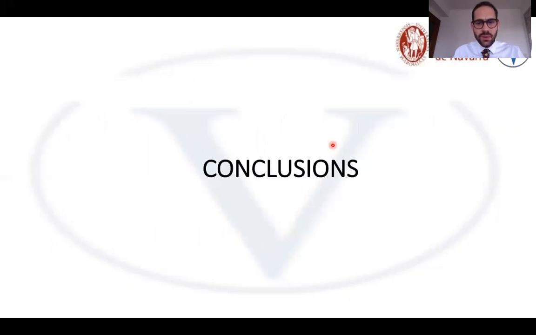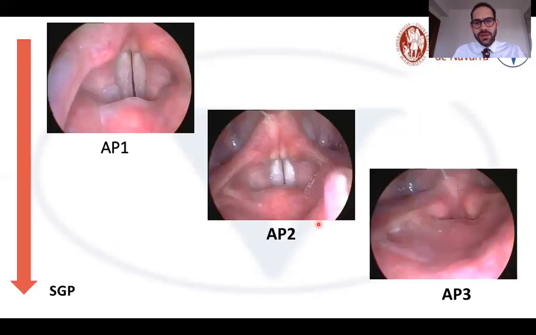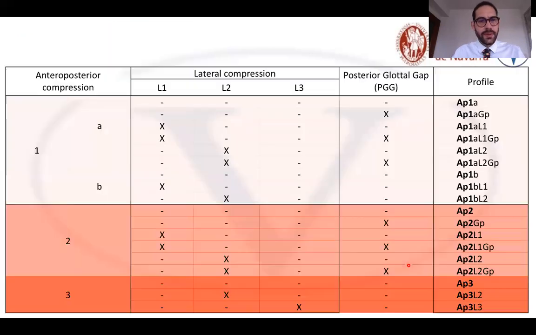So what are the conclusions we got from this study? Well, the first one is that AP compression is more frequent than lateral compression in patients with MTD. AP compression is related to the subglottic pressure value, and the higher the grade of AP compression, the higher the value of subglottic pressure. It's important. And lateral compression is not related to the subglottic pressure. So with this information, we propose this classification: AP1, AP2, and AP3 here in the corner. AP1 will be related with a lower subglottic pressure value than AP2 and AP3.